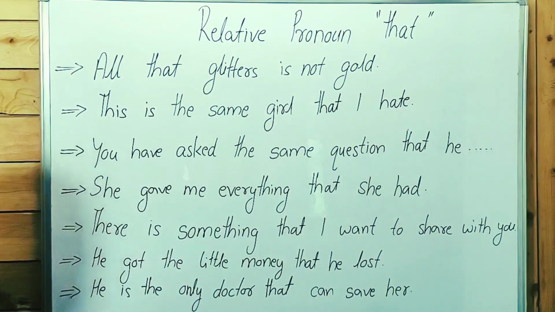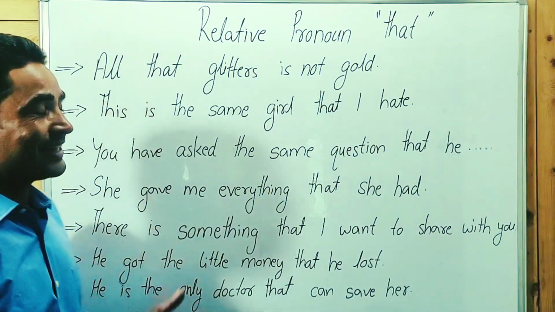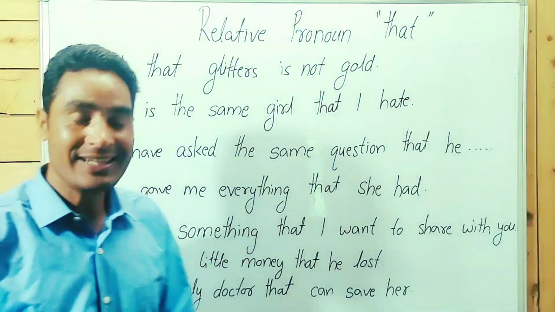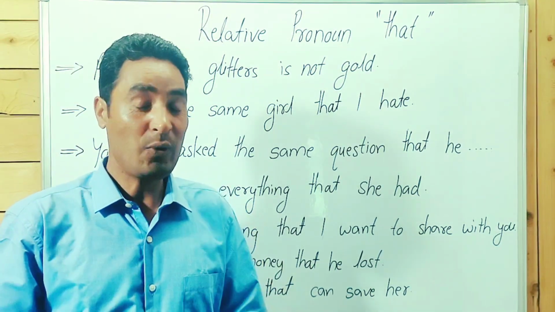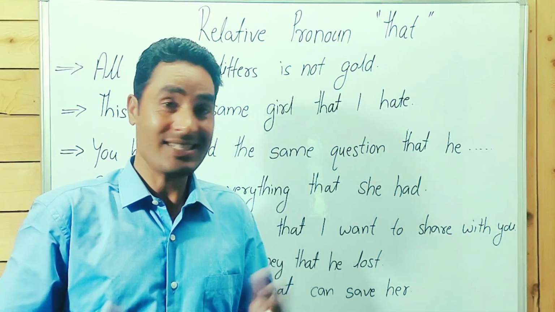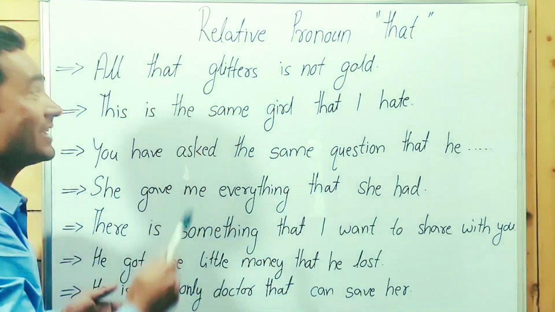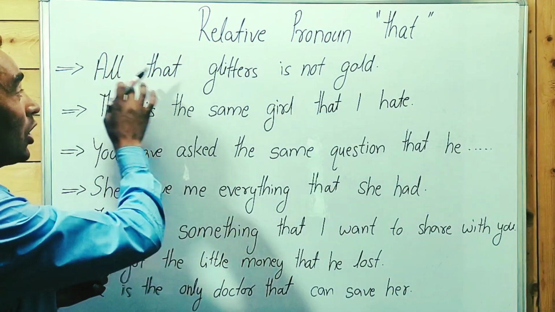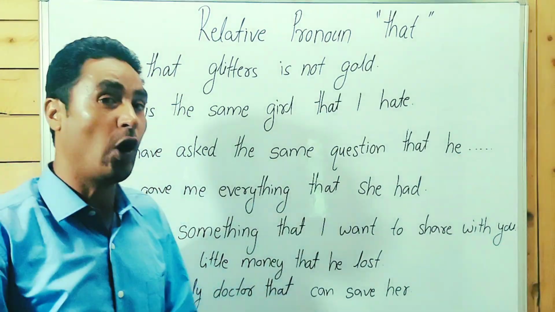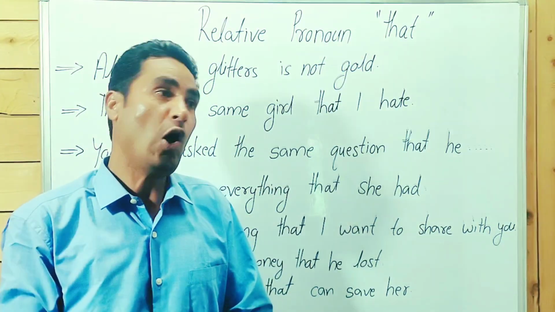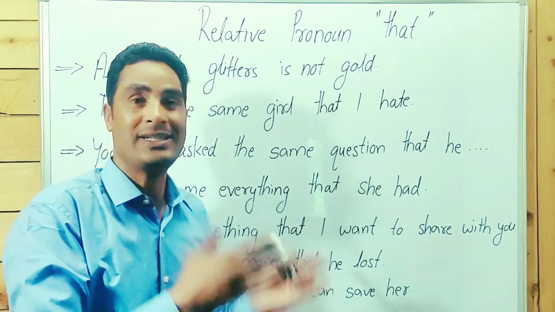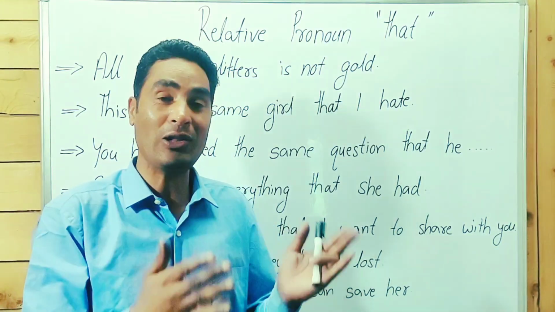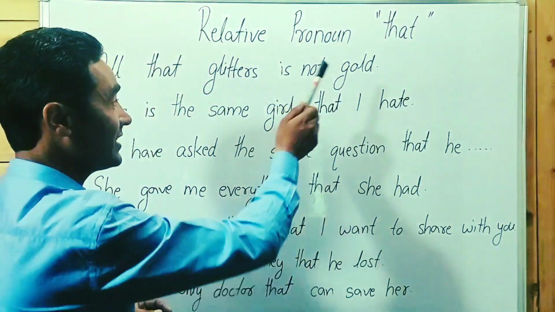Here are some examples. First, all that glitters is not gold. You must have heard this. You know, everything that shines is not gold. All that glitters is not gold. Here, guys, point to note: with all we use that. All means it could be a human being, it could be a non-human being, it could be animals, objects. All that glitters is not gold.